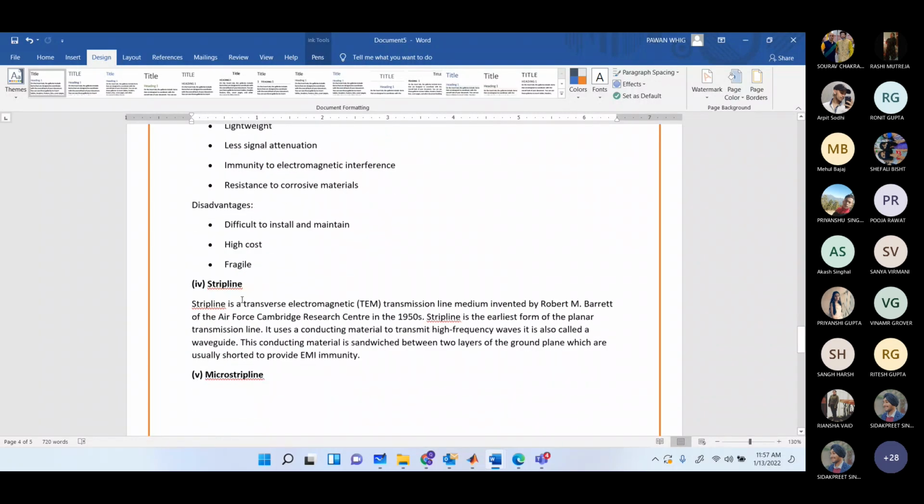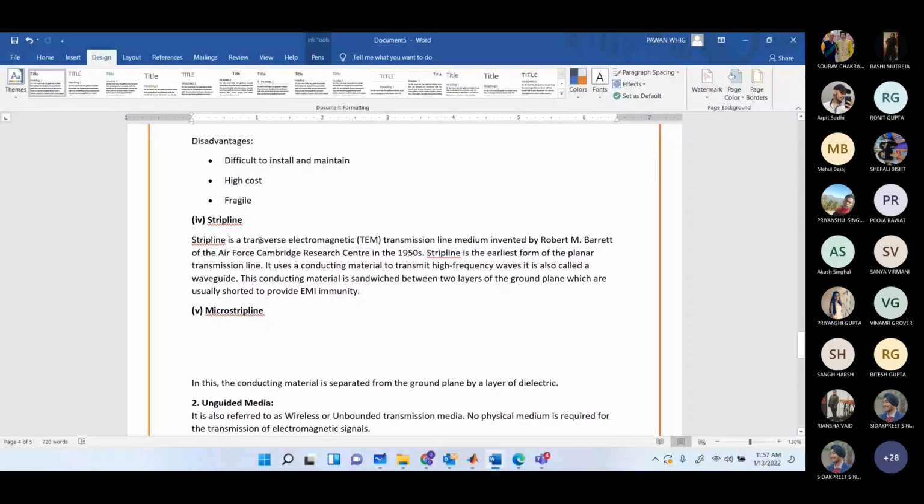Now if we are talking about strip line and micro strip line, these are another sort of guided media, discovered by Robert M. Barnett of the Air Force Cambridge Research Center. Strip line is the earliest form of the planar transmission line, and it uses a conducting material for transmitting high frequency waves. It is also called a waveguide. So strip line is a kind of waveguide, and you just have to go with the names: strip line and micro strip line. These are the two more.